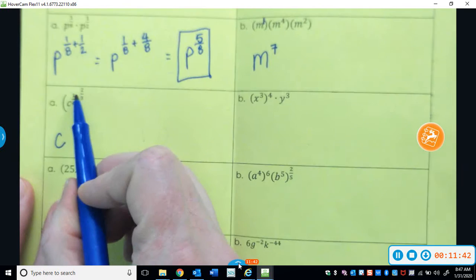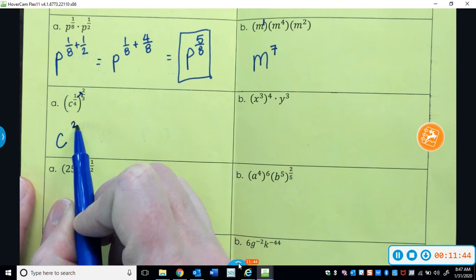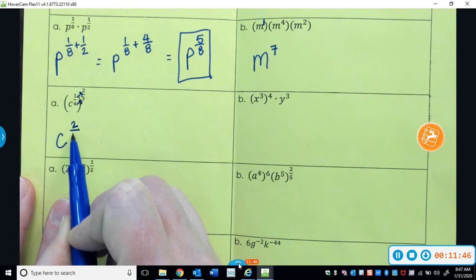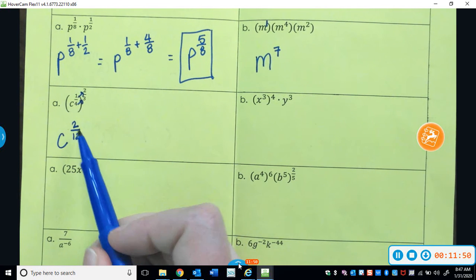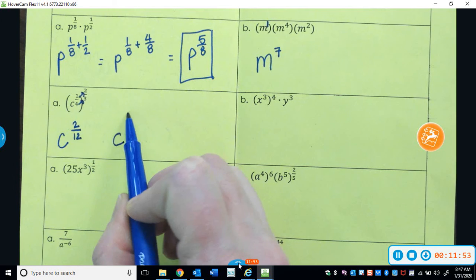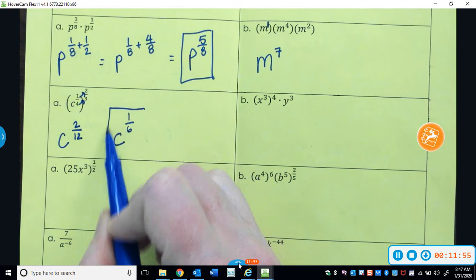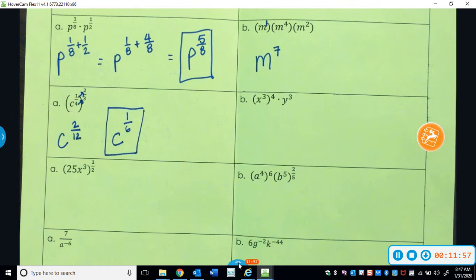Yeah, so you actually just go straight across. So 1 times 2 is going to be 2. 4 times 3 is going to be 12. And then that's my new exponent. Does it simplify anymore, though? Yeah. So c to the 1/6th power. Good.